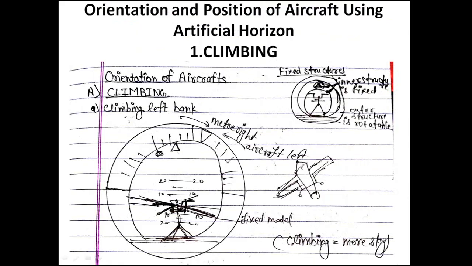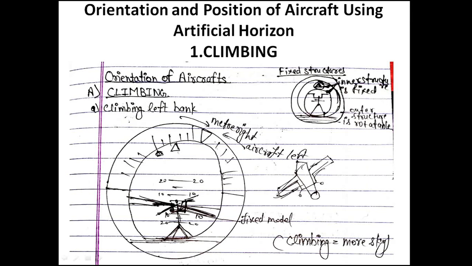Now, orientation and position of aircraft using the artificial horizon, a very important topic. How will you identify the orientation of your aircraft using the artificial horizon? The first topic is climbing. Climbing with left banking means your aircraft is climbing and also turning towards left. In the artificial horizon, the inner structure is fixed.